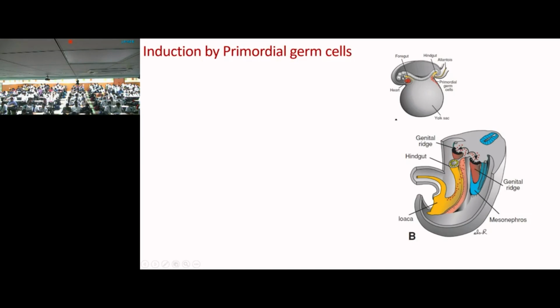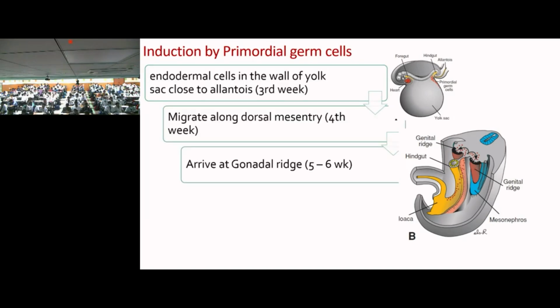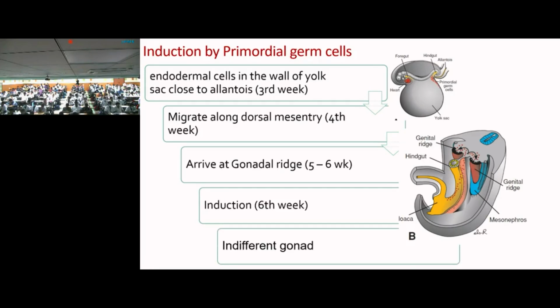This is the coelomic epithelium and underlying mesenchyme, already ready to receive these primordial germ cells. From the yolk sac, these cells traverse the gut, go along the dorsal wall in the dorsal mesentery, and then go to the gonadal ridge and induce it. So this is what happens from the endodermal cells, the walls of the yolk sac. The cells migrate and arrive at the gonadal ridge only at the 5th to 6th week. That is the reason that up to the 7th week, we do not know whether the gonad is male or female. At the 6th week, all the induction starts.